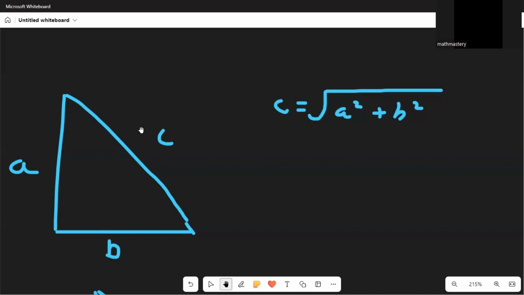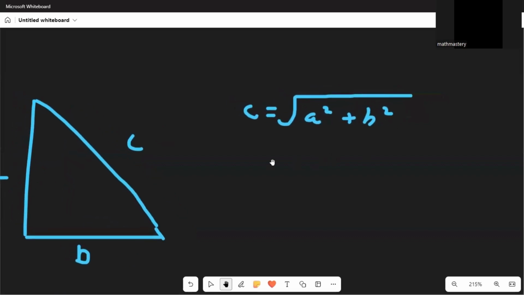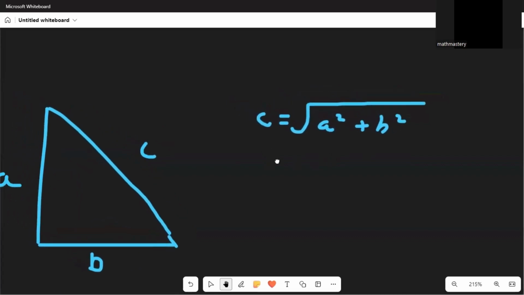So the Pythagoras theorem is as follows. It says that C is equal to the square root of A squared plus B squared. So we're saying that the hypotenuse is equal to the square root of the other sides squared and added together. So that is the Pythagoras theorem. It allows us to find the longest side of a triangle.